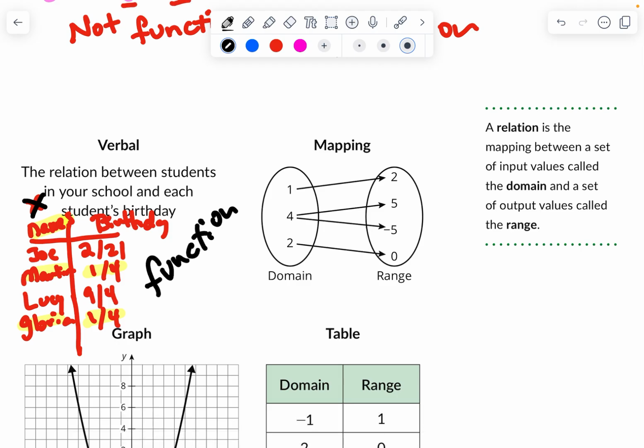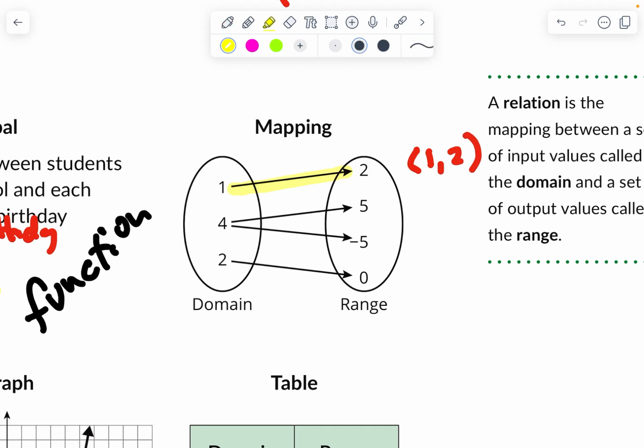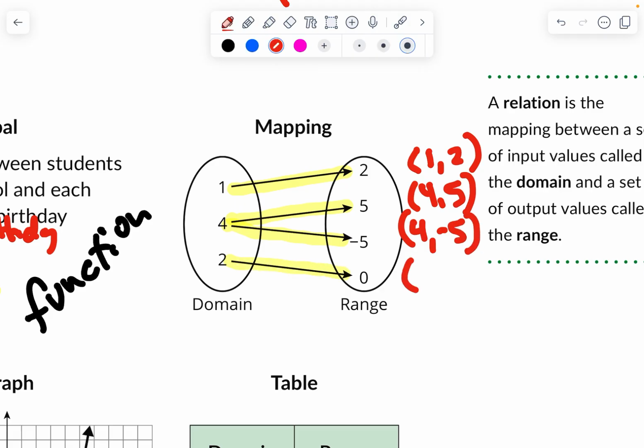Because the big idea with this lesson is: is it a function or not? This one is. Okay, mapping. The way I look at mapping, because it used to confuse me, is I'm going to look at each individual line. Each individual line is like an ordered pair. It represents an ordered pair. So I have the point 1, 2, okay? My next line, I'm connecting 4, 5. My next line, I'm connecting 4, -5. My next line, I'm connecting 2, 0.